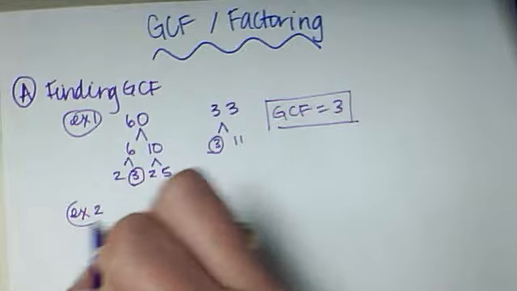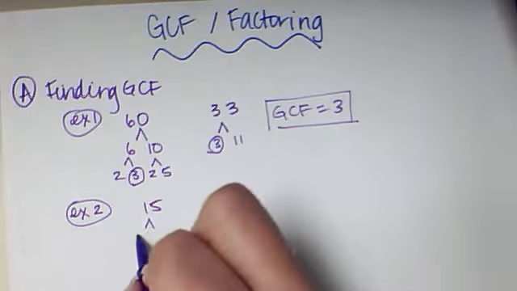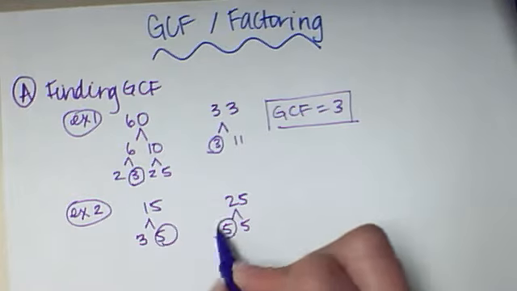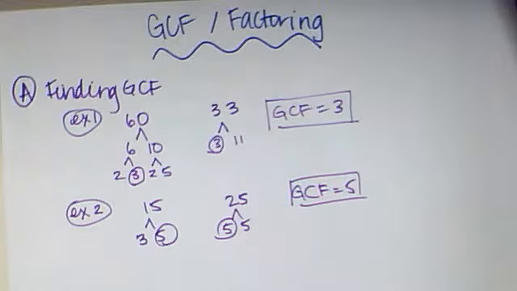Let's look at a few more examples like that. If I have 15 and 25, I could break 15 down into 3 times 5 and 25 down into 5 times 5. The common factor is 5, and it's the only one, so the GCF is 5.